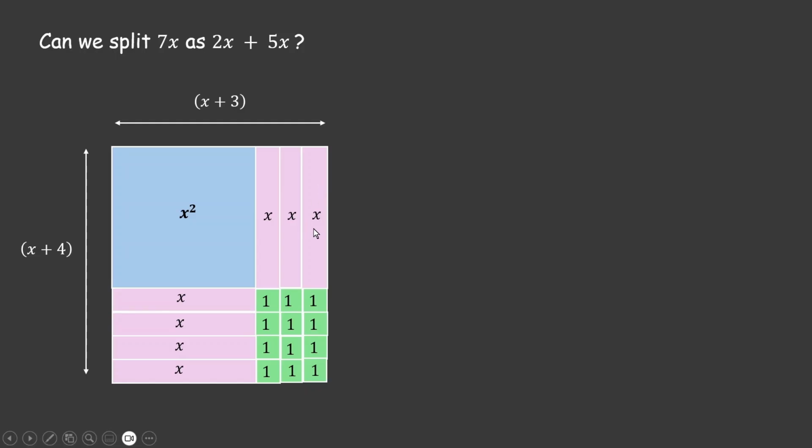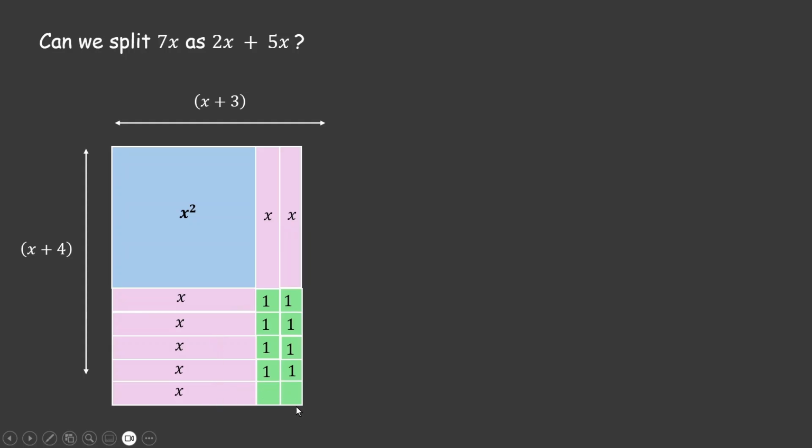So if we put 2x tiles on this side and 5x tiles at the bottom, the corner gap requires a grid of 2 into 5. That's 1, 2, 3, 4, 5, 6, 7, 8, 9, 10 tiles. But our equation has 12 unit tiles. So we would have 2 leftover tiles that do not fit. So we see that we cannot form a perfect rectangular arrangement for this specific expression with the 2x + 5x split.